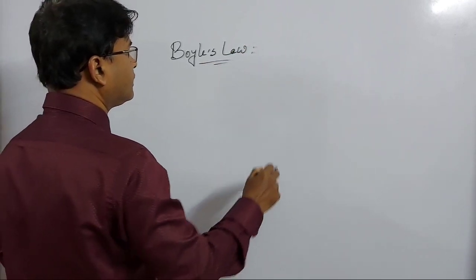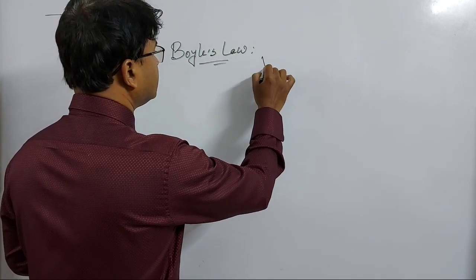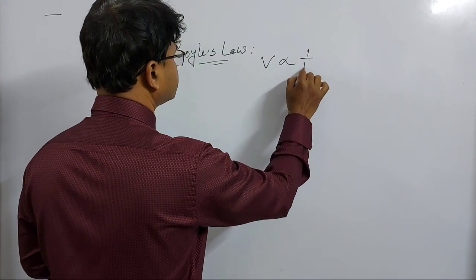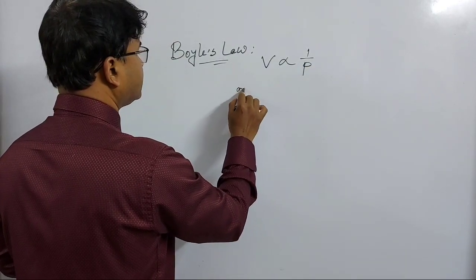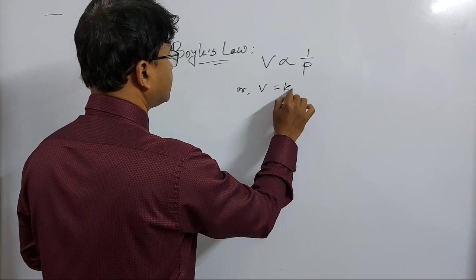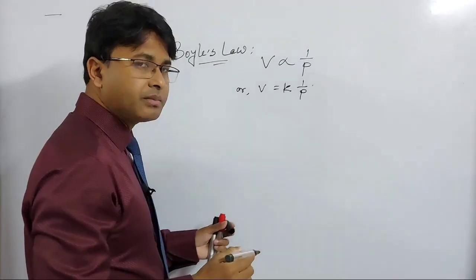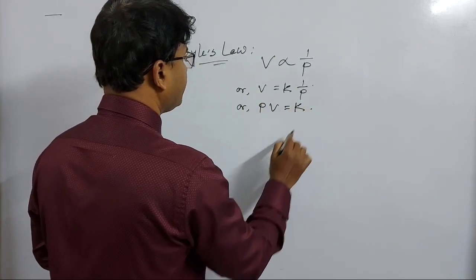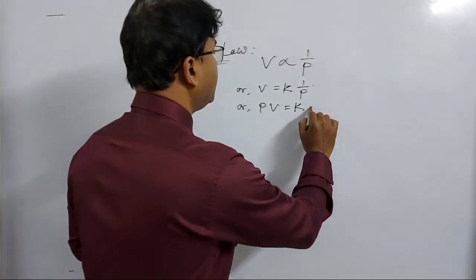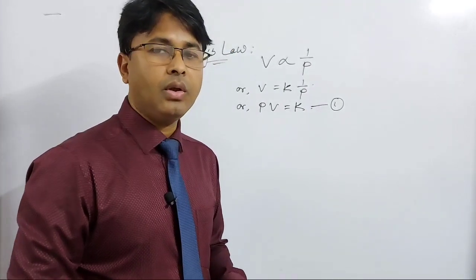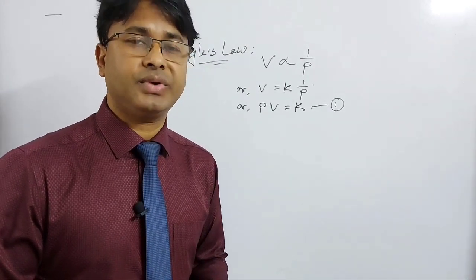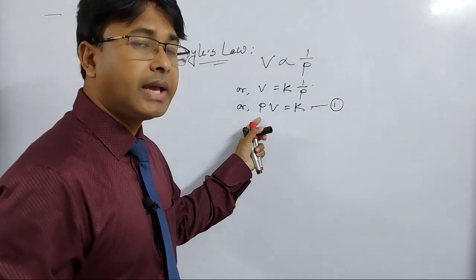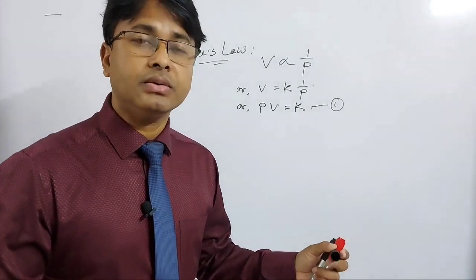According to Boyle's Law, all of you know that at constant temperature, the volume of a definite mass of a gas is inversely proportional to applied pressure. So here I can write V is equal to K by P. Here K is the proportionality constant. So I can write PV is equal to K. From this equation, I can say at constant temperature, whatever the pressure, the volume will change in such a way that the multiplication of applied pressure and obtained volume will always be constant.